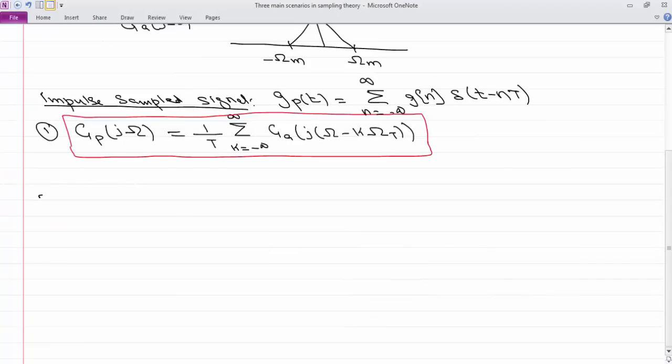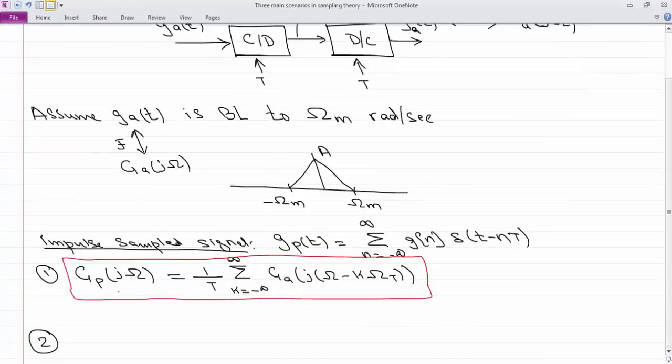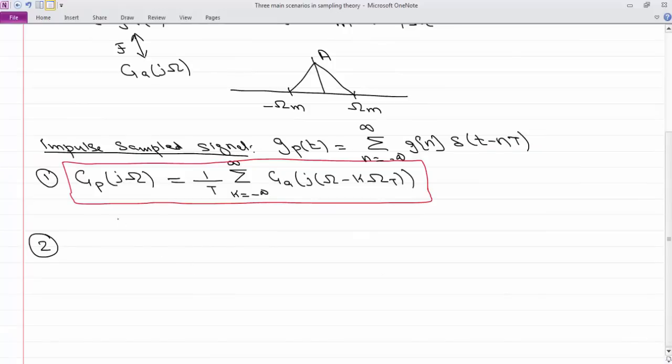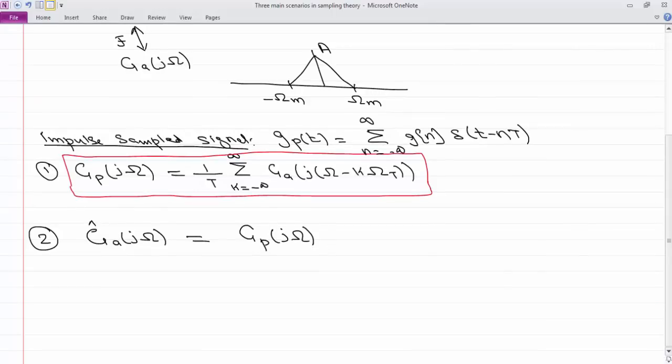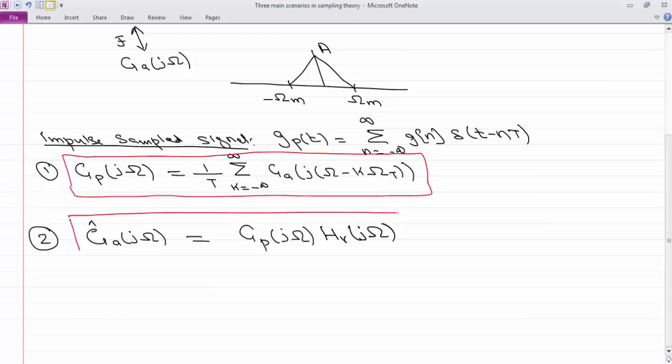And then at the reconstruction side, we know that if the Fourier transform of this thing is represented as G hat_a(j omega), then G hat_a(j omega) is given by G_p(j omega) times H_r(j omega). So the output frequencies are input frequencies times the frequency response of your reconstruction filter. And this formula is true also regardless of whether your reconstruction filter is ideal or not.